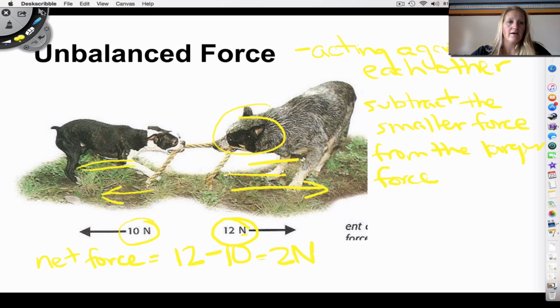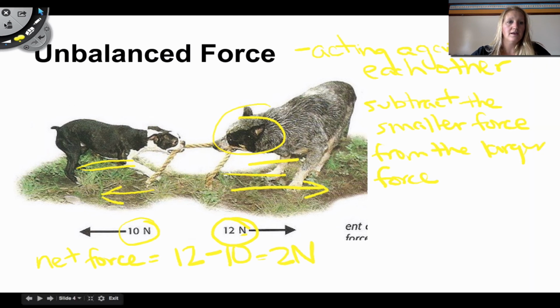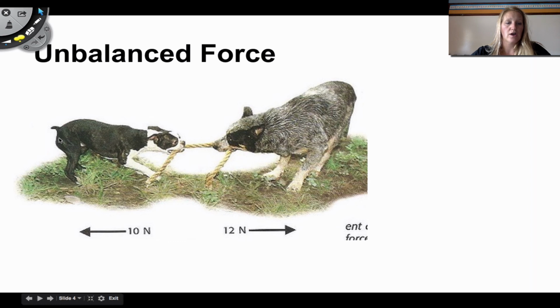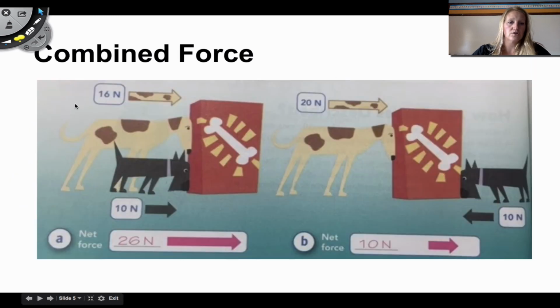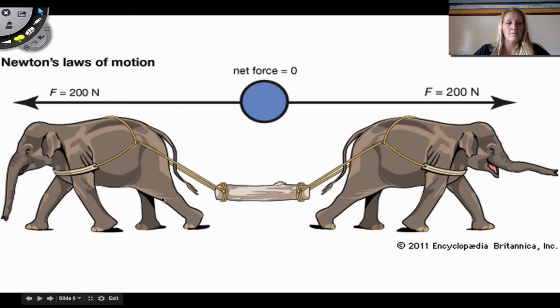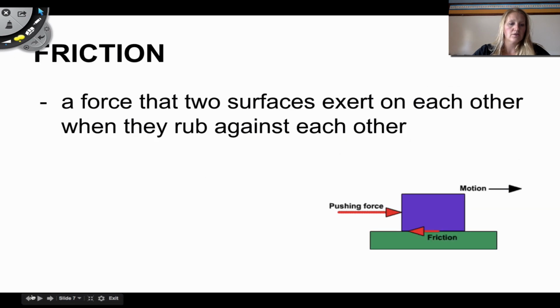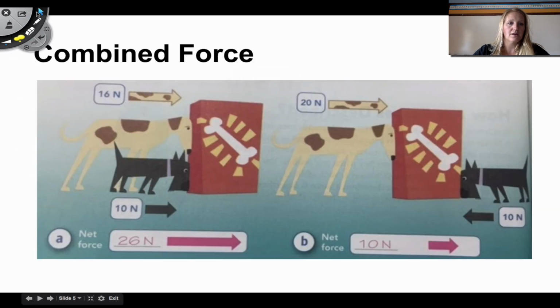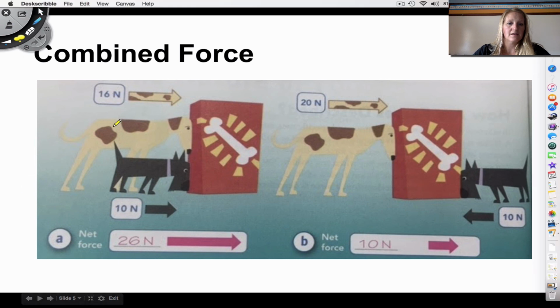If we have two forces pushing in the same direction, here's a diagram from your book. Here are two dogs again. Sorry about the dogs, I love dogs. They are both pushing in the same way. This one is pushing more, so the bigger arrow, a little bit less for the other. But the total force being exerted here is 16 plus 10, a total of 26. So the net force, the total force that we are seeing, is 26 newtons.